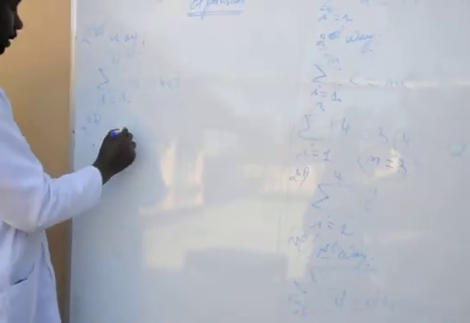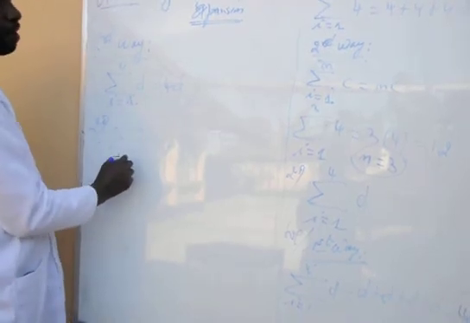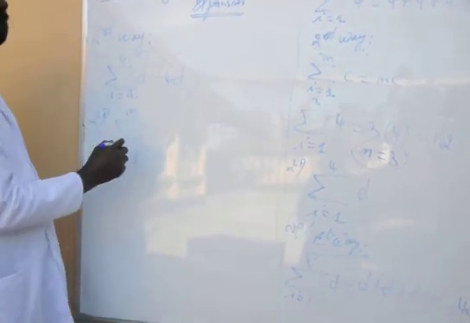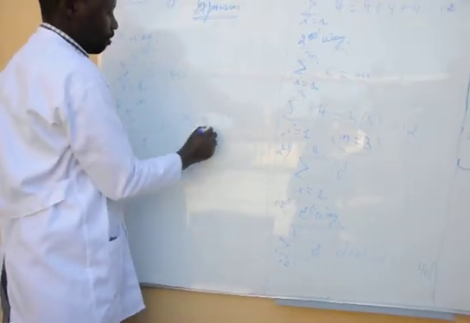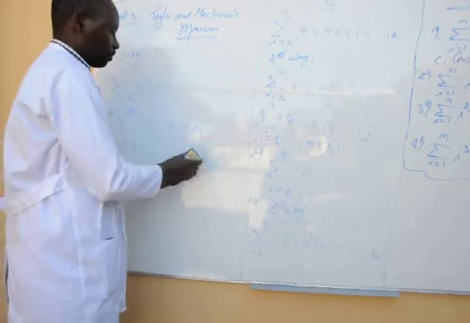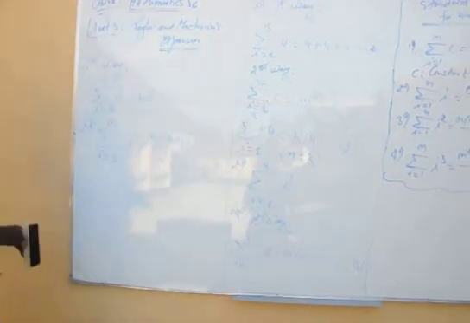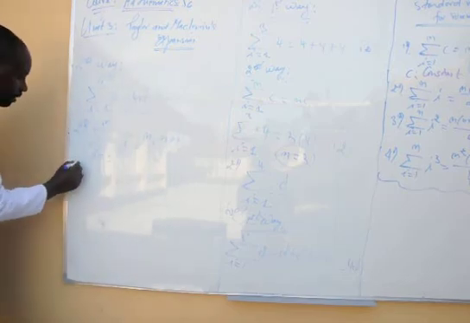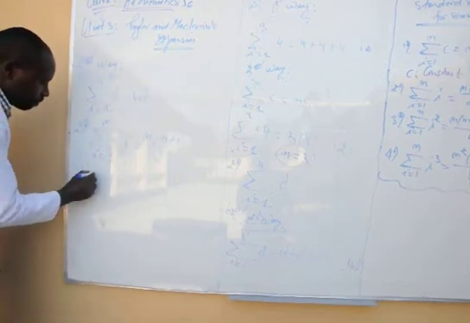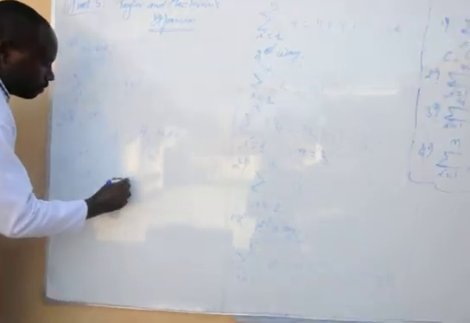The second formula is the sum of i from 1 up to n of i, which is equal to n times n plus 1 over 2. Let us use an example. Calculate the sum of i from 1 up to 3 of i.